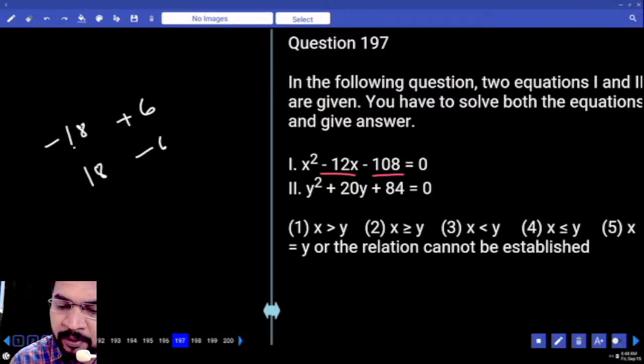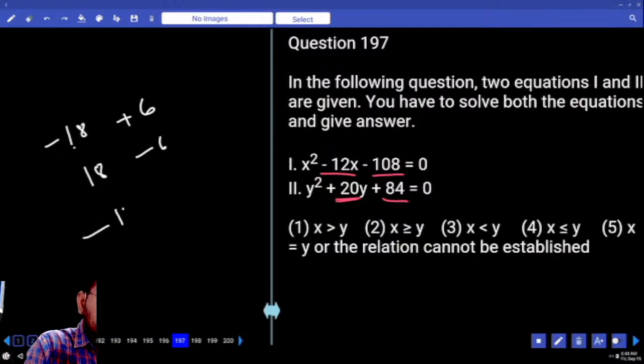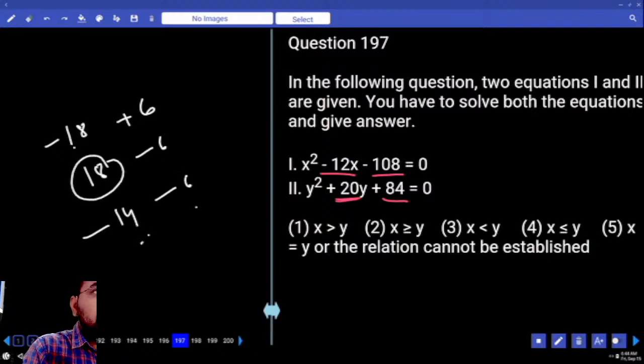84. Product is 84. Sum is 20. What are the possibilities? 14, 6. But plus 14 plus 6. It comes outside. Minus 14 minus 6. 18 is greater than these two. But minus 6 is equal. Minus 6 is greater than this one. And x is always greater, but sometimes equal.